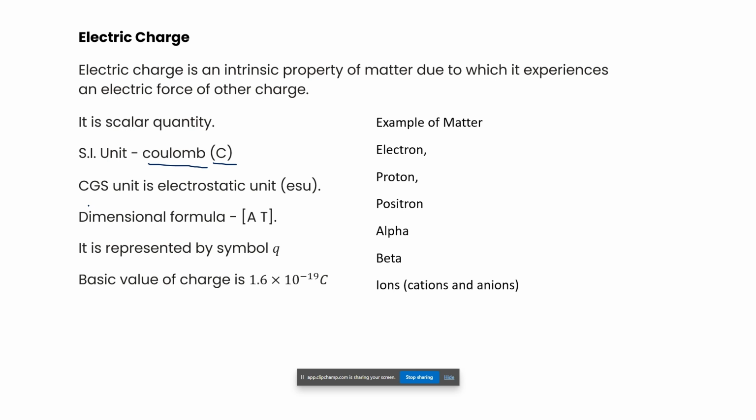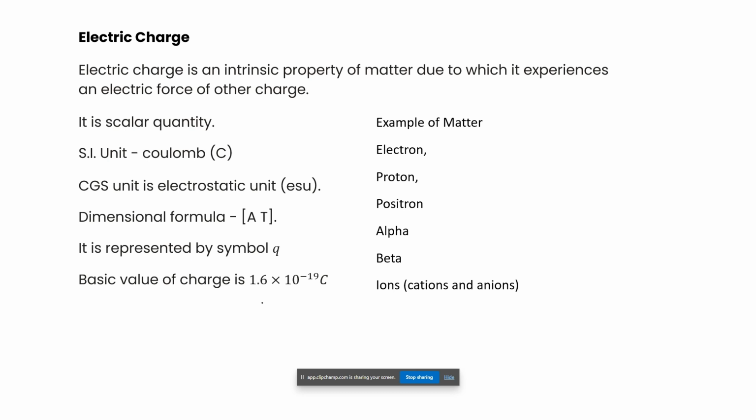So how did we get the dimensional formula AT? If you want to know, you have already learned at high school level that current is Q by T. Here Q is the representation of charge. So Q is I into T. The current dimensional formula is ampere, and the time dimensional formula is T. So this is how electric charge got the dimensional formula AT.